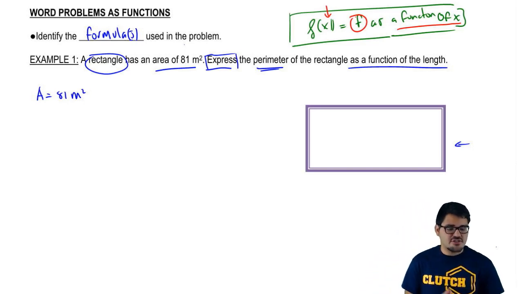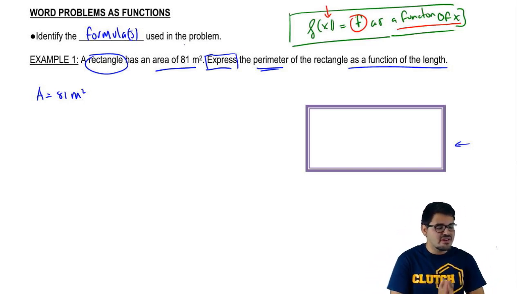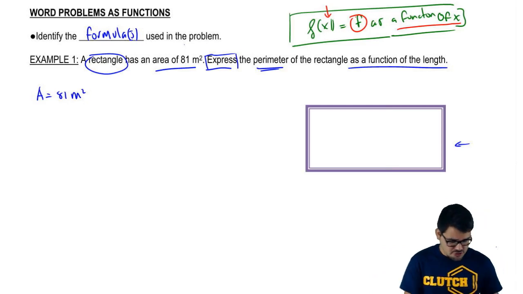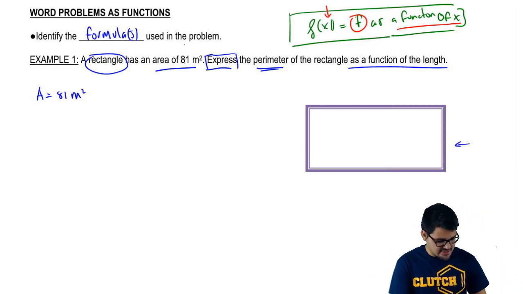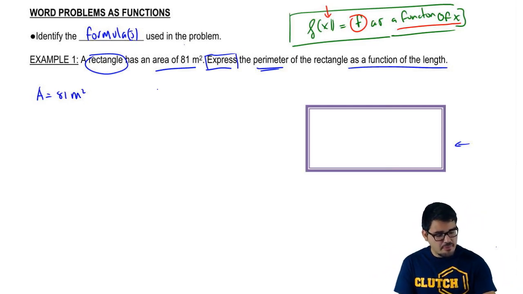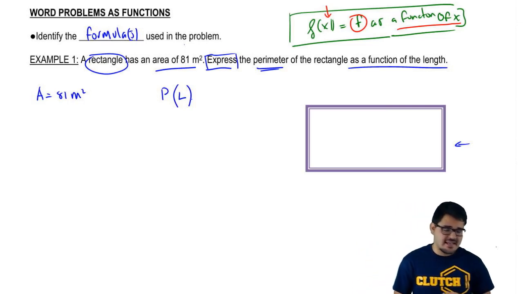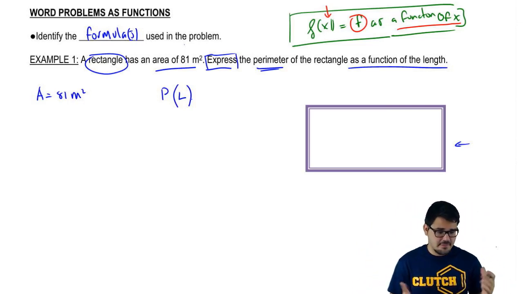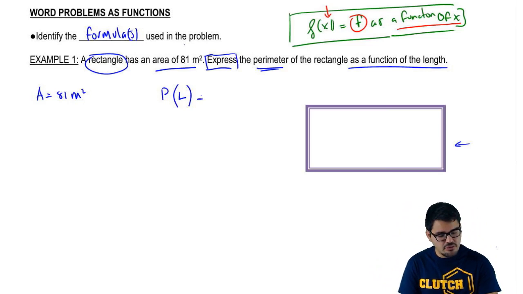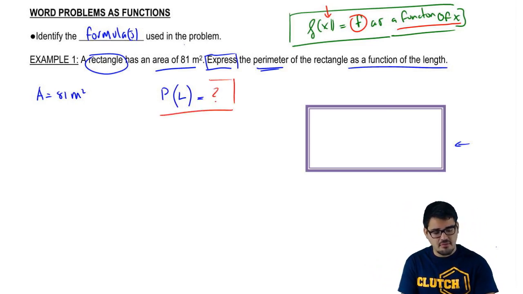So in this case, they're asking us to express the perimeter as a function of the length, right? What that's going to translate into is that I need to find the perimeter, so I put a P for perimeter, as a function of the length. I put the length in the parentheses next to the P. I put the L in there, right? So this is my goal. This is what I want to find, and that is the whole reason for my problem, right?